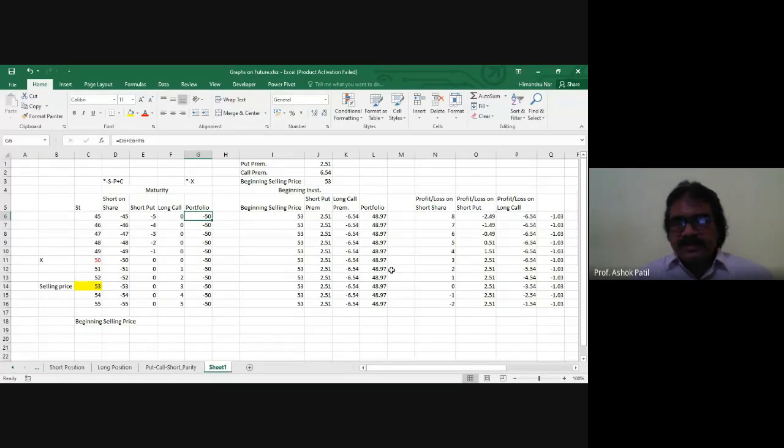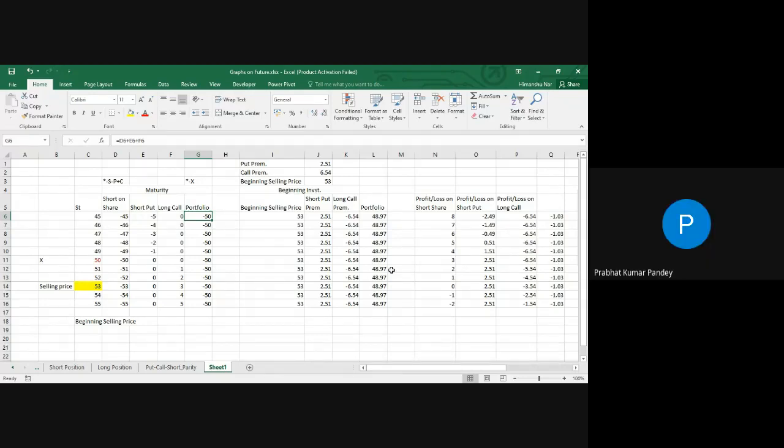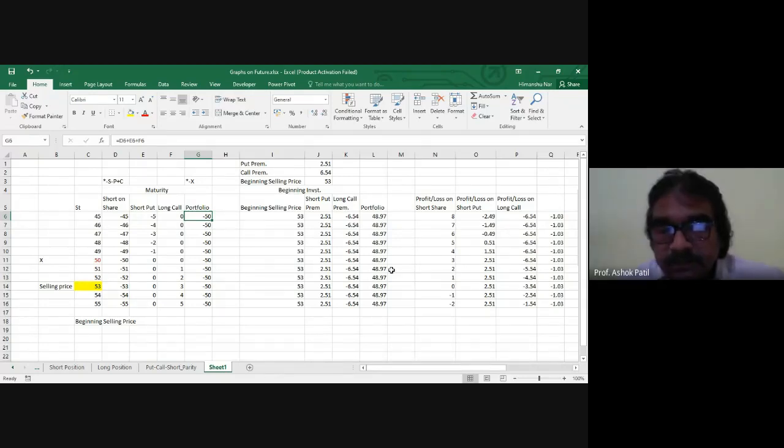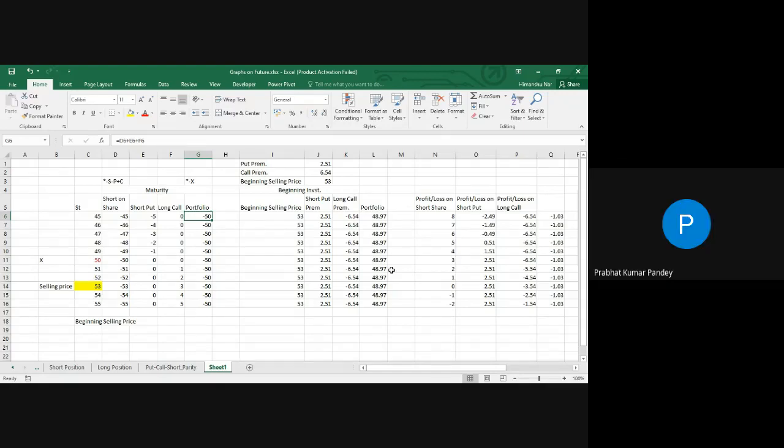Maitri, Prathamesh, Prabhat, Devnita, anybody? Are you there? Yes, sir. Is this clear? Prabhat? Yes, sir. Yes, sir. Now, is it crystal clear? Yes, sir. I have to practice, but yeah.